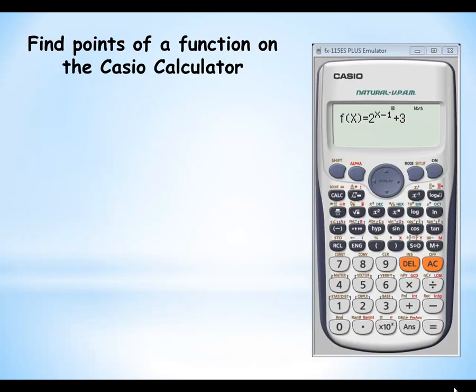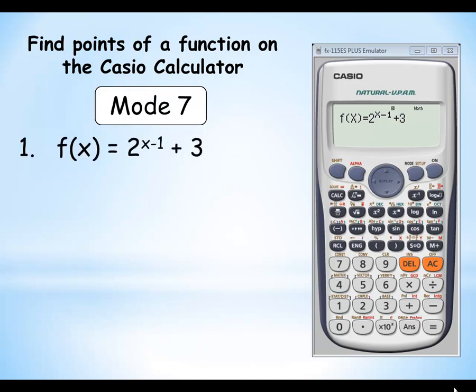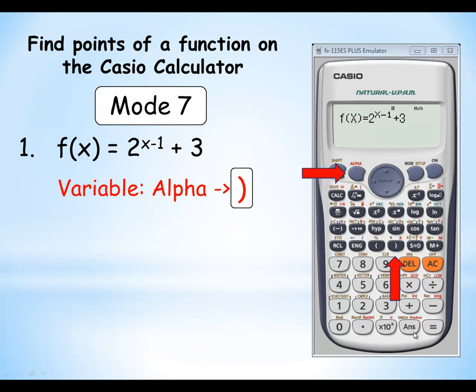If you'd like to just find some points on the Casio calculator, the steps would be to begin at mode 7 and type in the given function. Perhaps your function looks as complicated as this one here. And understand that if you do ever want to type a variable within mode 7, you click on alpha and then the closed parentheses key. So always remember to press equal after each particular step.